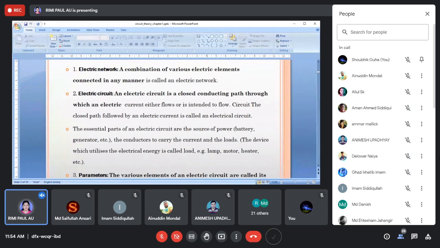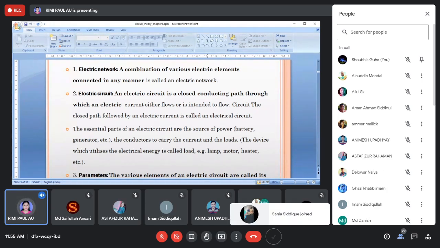in any manner is called an electrical network. So you can take a resistive component, you can take an inductive component, that means inductor, capacitor, and you can connect it according to your circuit diagram or according to your requirement, and that is called a network. But when I make a closed path, and there is an energy source connected, then I can say this is the electrical circuit.